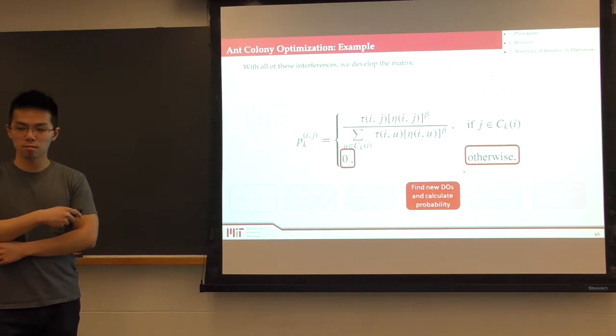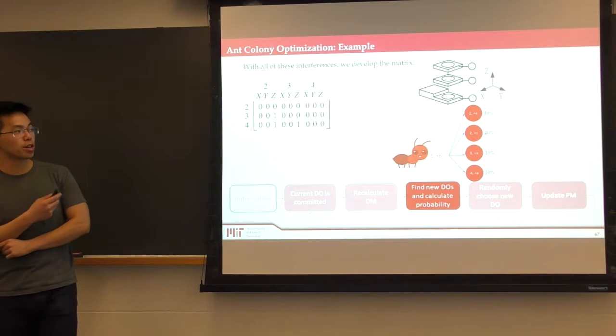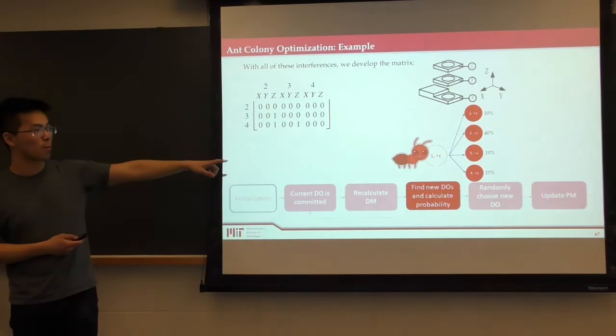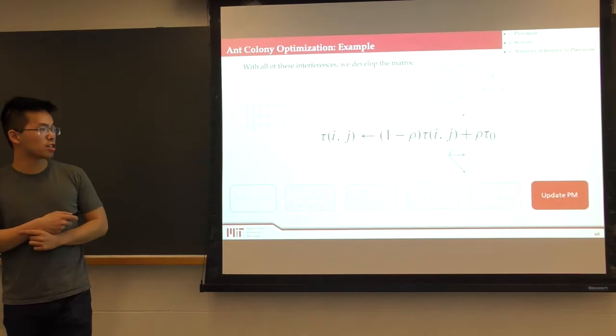Great. And so from that, we've got our probability. And so we can say, for instance, that the probabilities are calculated as such. I didn't give exact pheromone values because those are fairly unimportant for this example. But let's say that the highest probability is moving part two in the positive z direction. And so the ant moves there randomly, and it is now the new DO that it can commit to. And then it does the update to the pheromone matrix.